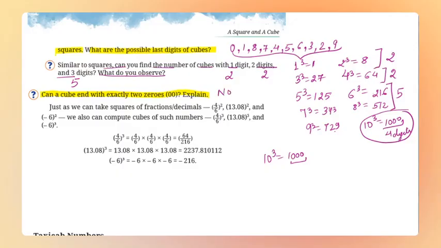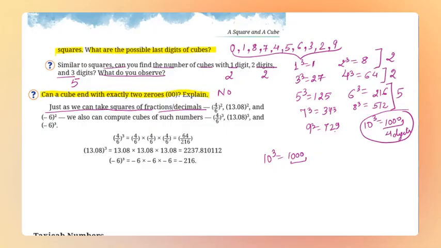No, a cubic number cannot have exactly 2 zeros. Just as we can take squares of fractions and decimals like (4/6) square, (13.08) square and (-6) square, we can also compute the cubes of such numbers. Again, don't mix it up with the perfect cubes. Perfect cubes are the cubes of natural numbers, of positive integers.